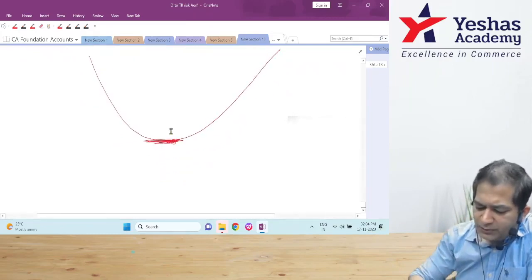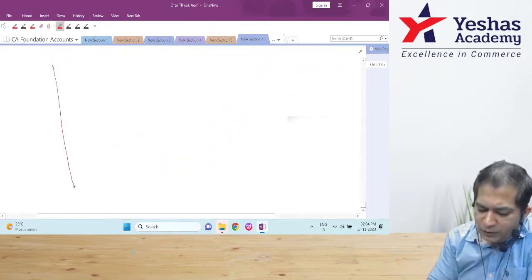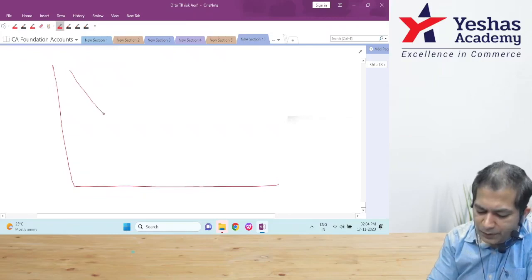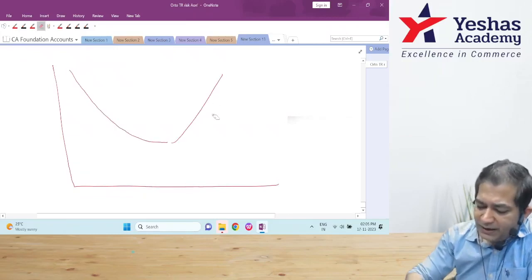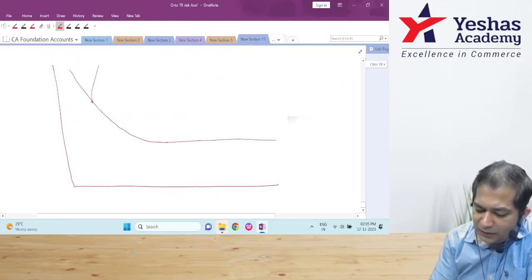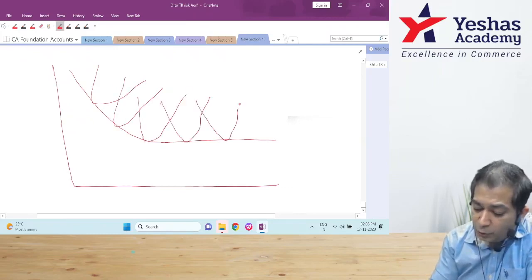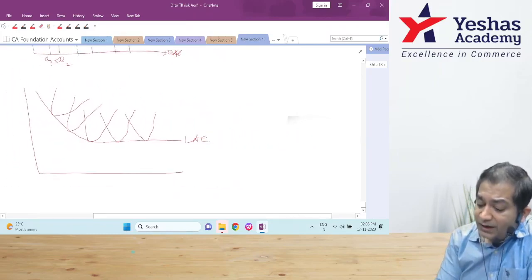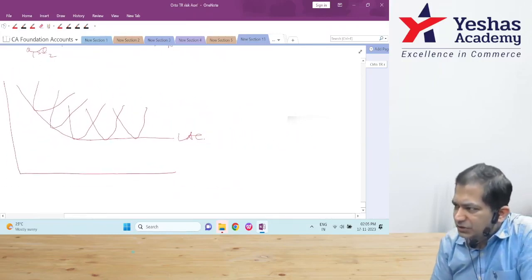So is it a possibility that after falling to the lowest level, my LAC doesn't rise up again, but it becomes flat, and I can go on adding more and more plants, but my LAC doesn't rise? It doesn't mean that total cost is not increasing. Total cost is increasing, but in a way that your average doesn't change.